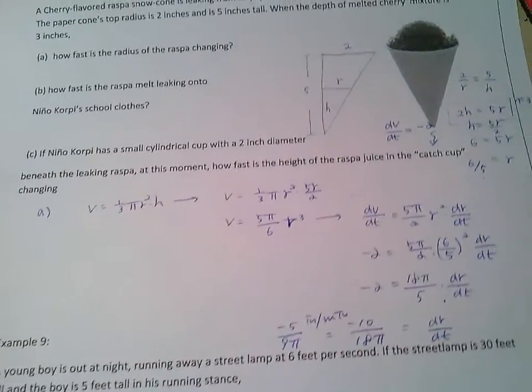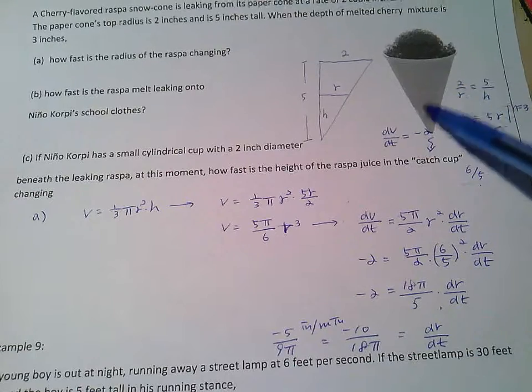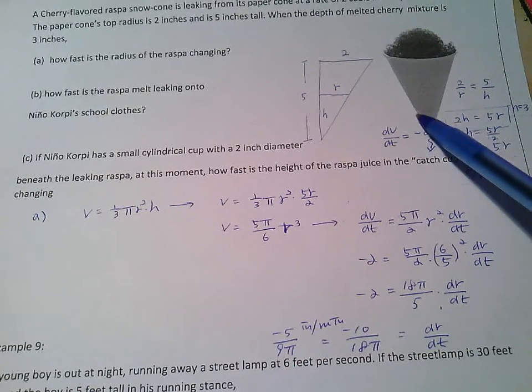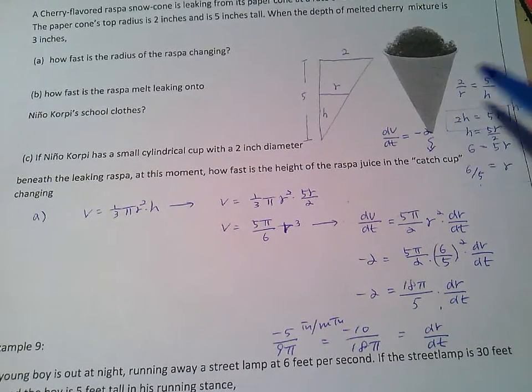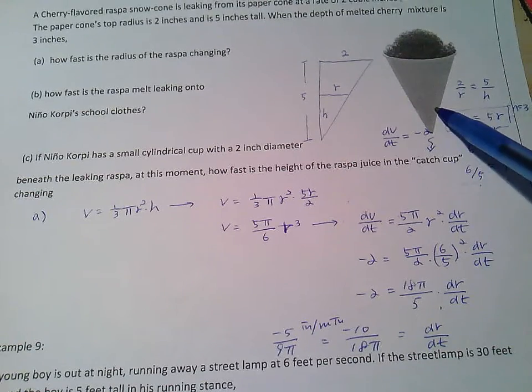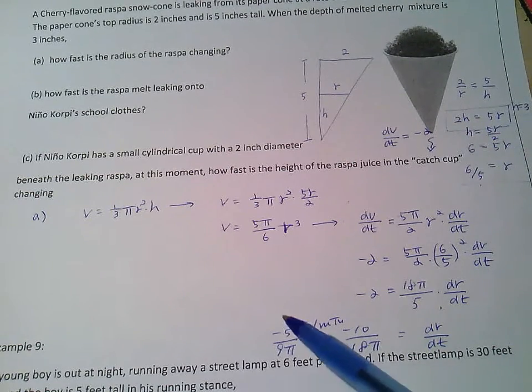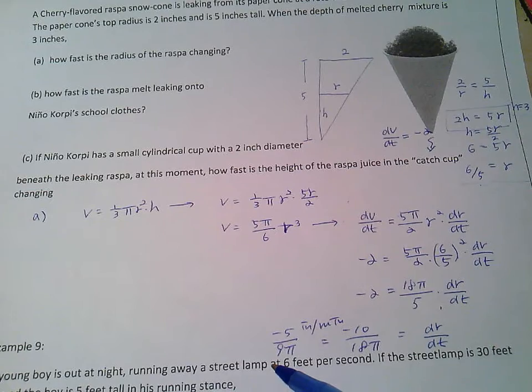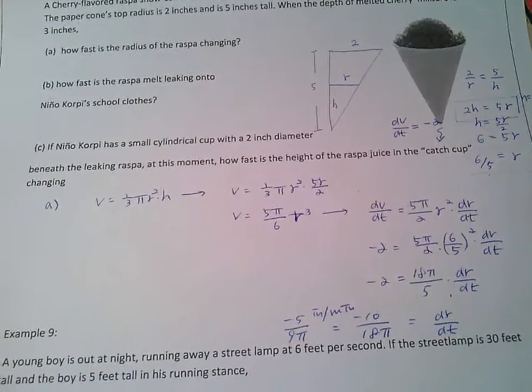Okay, now if you take a look at this, as the ice cream melted, the radius of the melted mixture is getting smaller and smaller. So which means the radius is decreasing with respect to time. That's why this one is negative. So we got the dr over dt.